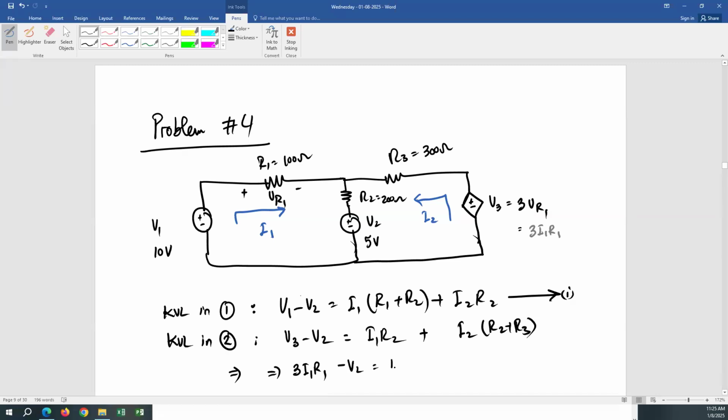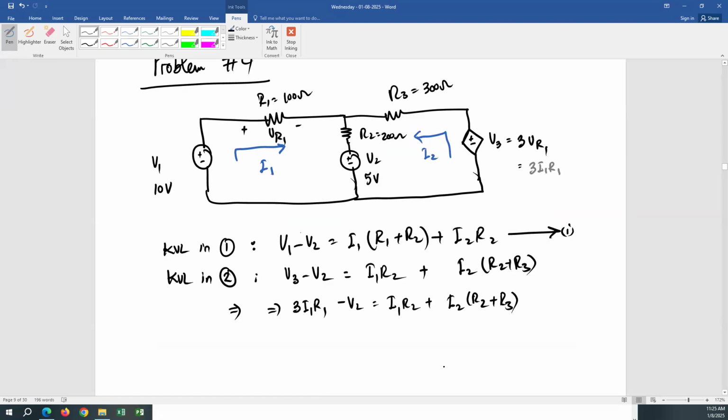Minus V2 equals I1 R2 plus I2 times R2 plus R3. Take this to the other side of the equation. So I'm going to have negative V2 equals I1 times negative 3 R1. Oh, this is I1 R1 and this is R2. So I1 times R2 minus 3 R1 plus I2 times R2 plus R3. And that is going to be equation 2.